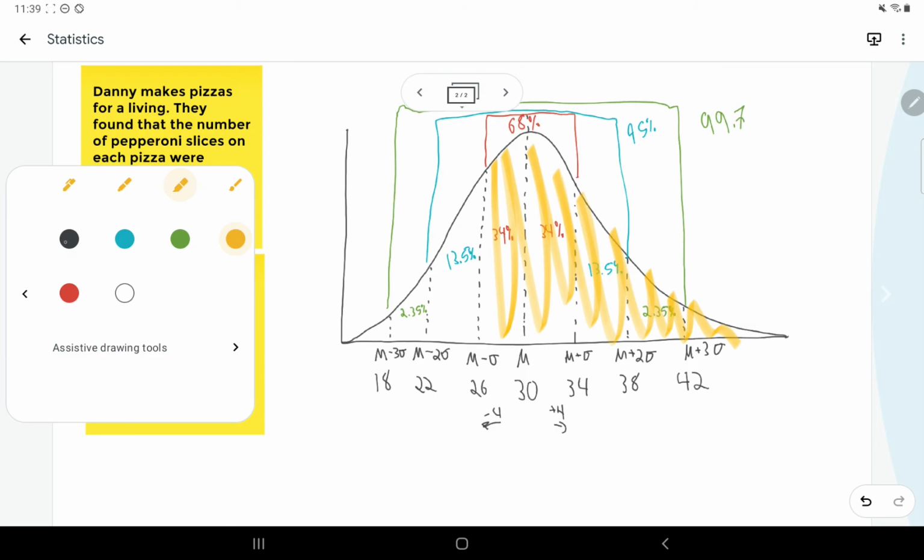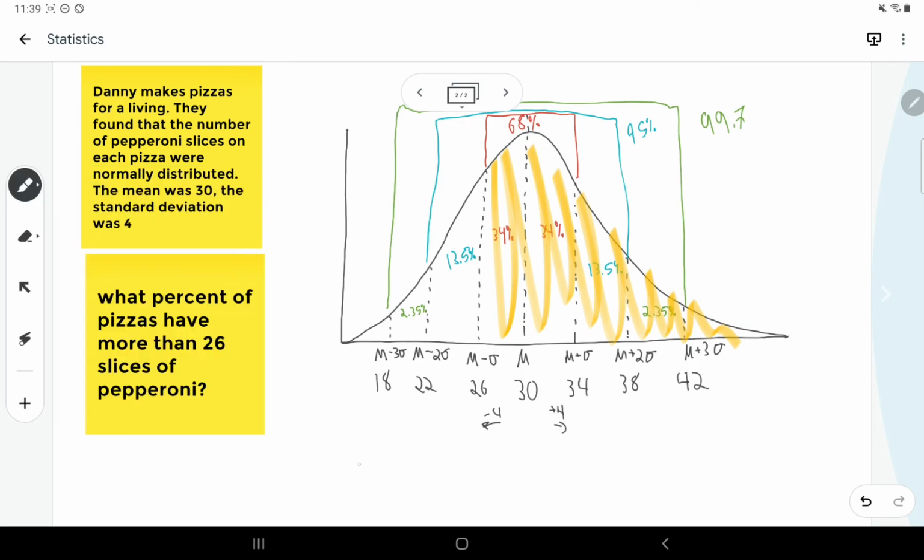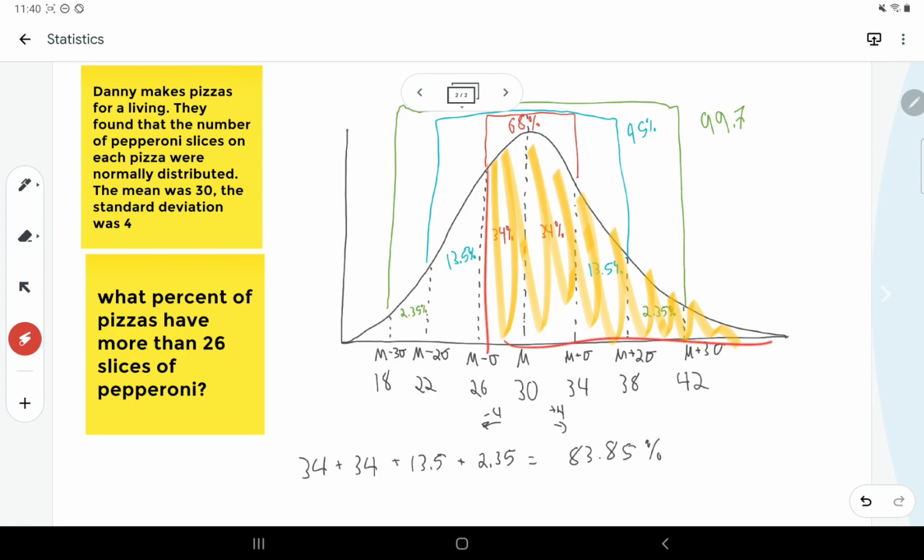So in this case, that is 34, whoops, wrong marker, 34, 34, 13.5, and 2.35. And we just add them all up. In this case, that'll give us 83.85%, which means 83.85% of pizzas had more than 26 slices of pepperoni. Okay, so pretty simple once you've got all this down.